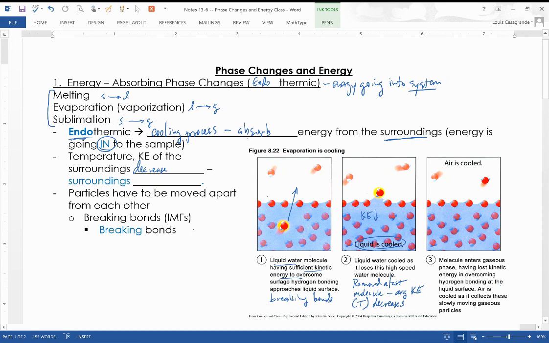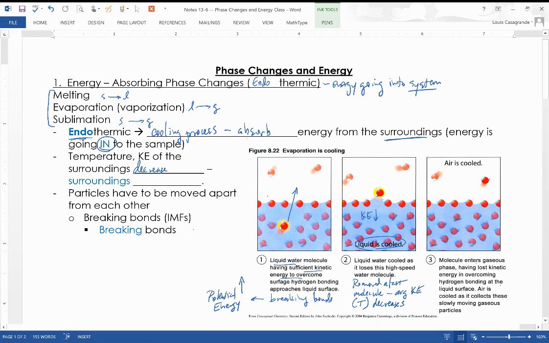Now, breaking the bonds is also called a change in potential energy. And so the potential energy of the water is going up. The kinetic energy is going down. The potential energy of the molecules is going up. And so we're having this transfer of energy from kinetic to potential energy.